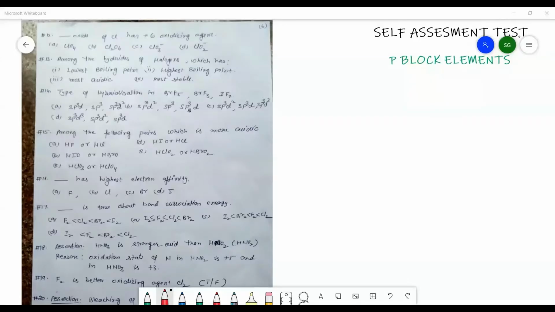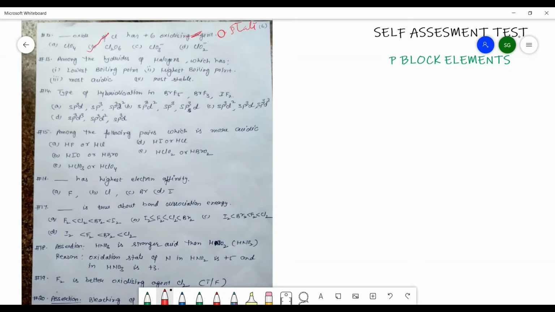Now self-assessment 6. Now see the question number 12. It is a continuation part of self-assessment test 6. Dash oxides of chlorine has +6 oxidation state. It is not an oxidizing agent, +6 oxidation state. Now all of you very well know how to calculate the oxidation states. If you calculate the oxidation states in all of them, you will see the answer B is right. So you have to calculate and check whether your answer is right or wrong.